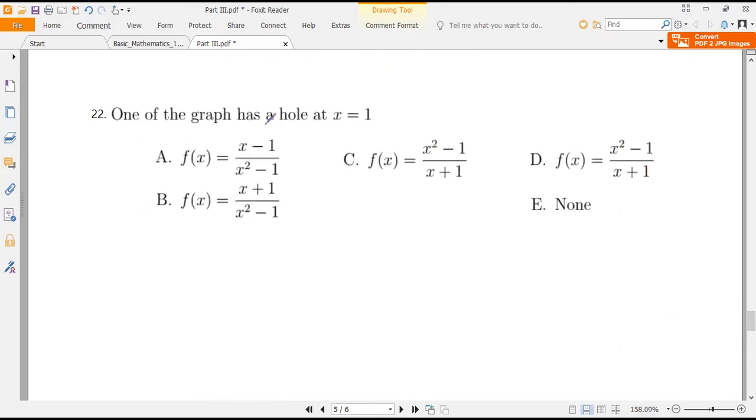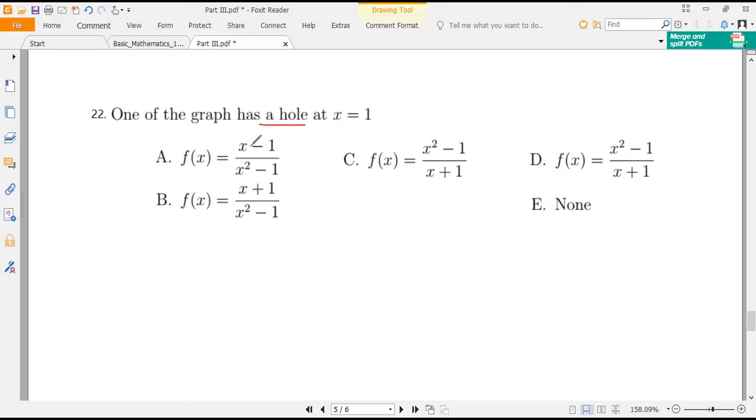One of the graphs has a hole at x equals minus 1. How is a hole formed? A hole is formed after cancelling the numerator and denominator. If the numerator and denominator are cancelled, then we obtain a hole, because we do not consider that point when drawing the graph of the function, and we should exclude it from the domain of the function.